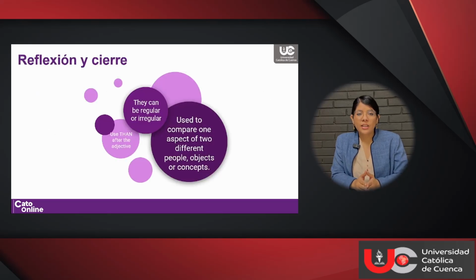So to finish, comparative adjectives are the ones used to compare one aspect of two different people, objects, or concepts. They can be regular, ending in er or with more or less at the beginning, or they can be irregular when they change their structure completely. After these adjectives, we can use than to complete the sentence in which we are comparing two things.